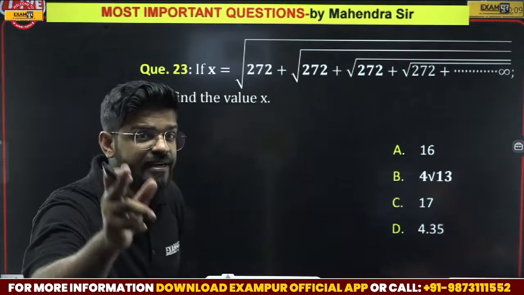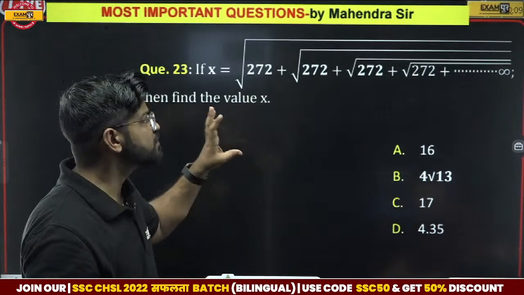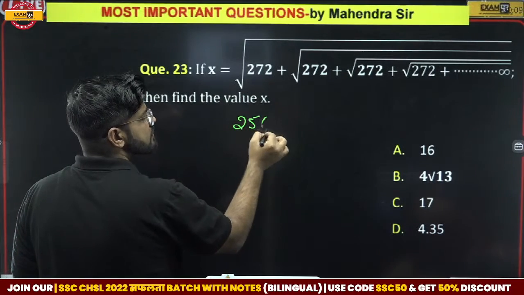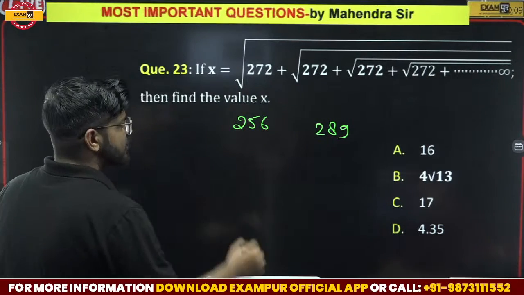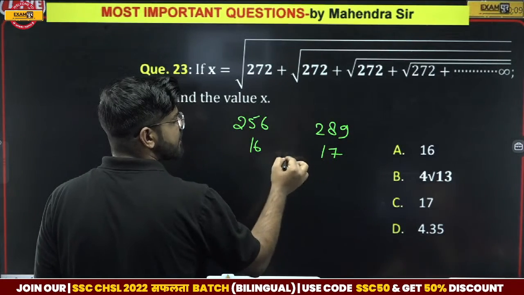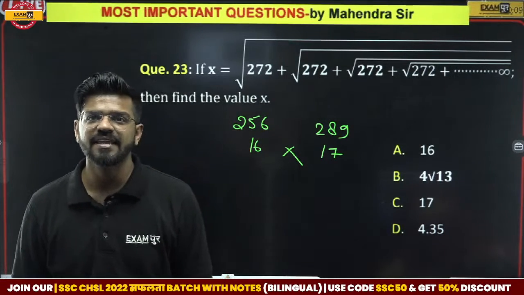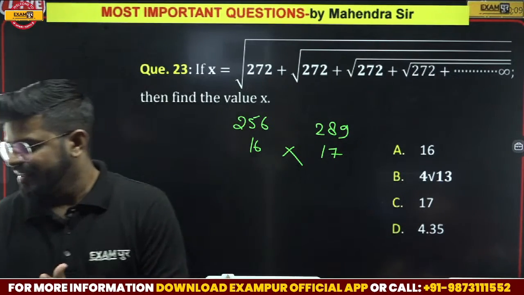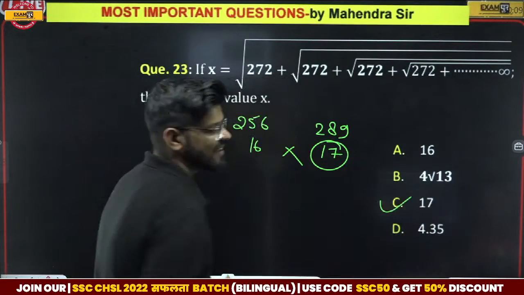You have to figure out which squares this number is between. So this is between 256 and 289, yes or no? 256 is nothing but the square of 16, and 289 is nothing but the square of 17. That means this number should be 16 into 17. Yes, now this is the aha moment for you. So plus sign, the answer will be 17, nothing else.